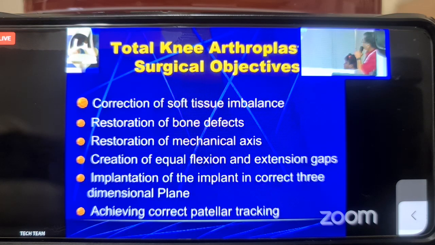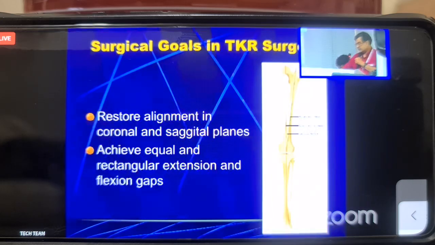Okay, so what are the surgical objectives? There's correction of soft tissue imbalance, restoration of bone defects. The axis of the limb has to be restored. Creation of equal flexion and extension gaps. These are the two areas which I will deal with in some detail, because that really is the fundamental basis on which this entire surgery is based. Implantation correct in the three-dimensional plane. Robotics has come in a big way in this particular area, and of course achieve correct patellar tracking.